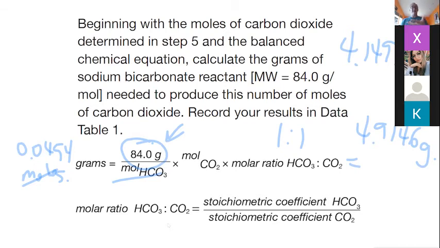So that's how many grams we need. Now we can't measure it that accurately, so we'll just round that to 4.15. So we need 4.15 grams of sodium bicarbonate. So that's how much we're going to use. But the question then becomes, how much acetic acid are we going to need?